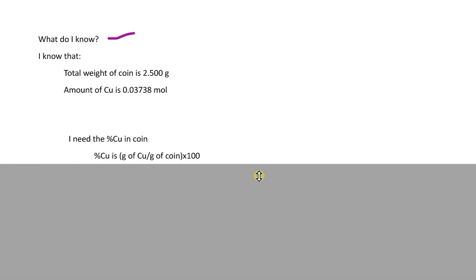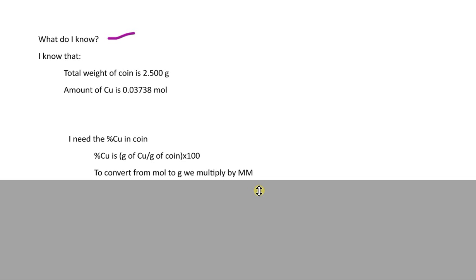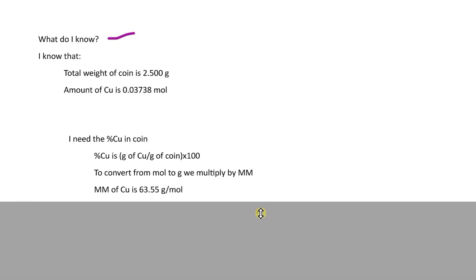Well, I know that the percent copper in the coin would be the grams of copper divided by the grams of the coin times 100. That's how we get the percentage, right? And I know that to convert from moles to grams, we multiply by the molar mass. I also know the molar mass of copper is 63.55 grams per mole. And where do I get this?